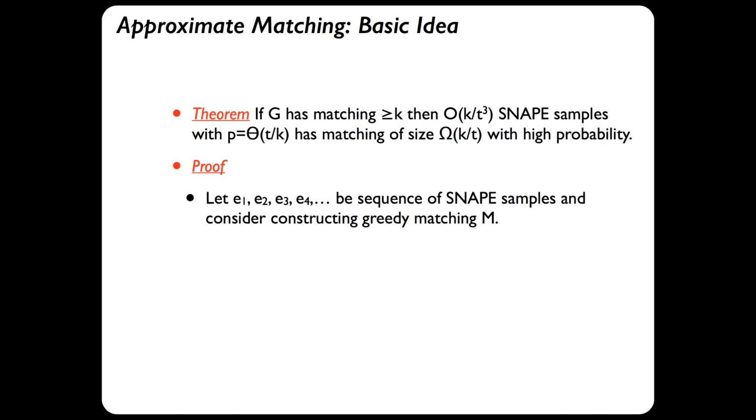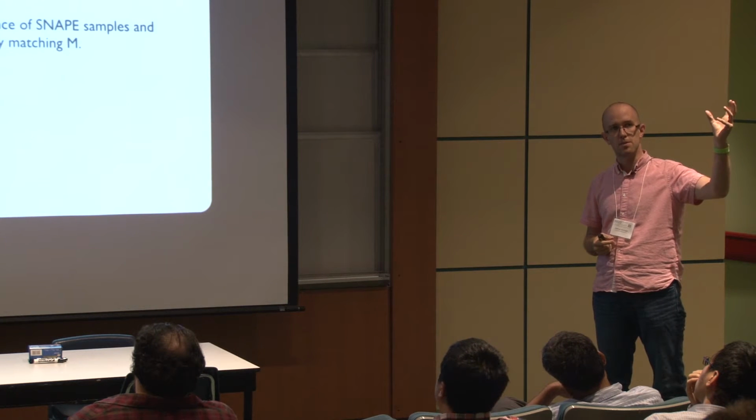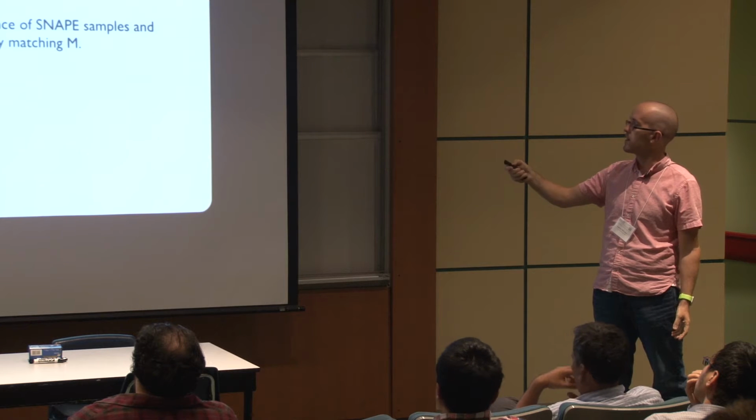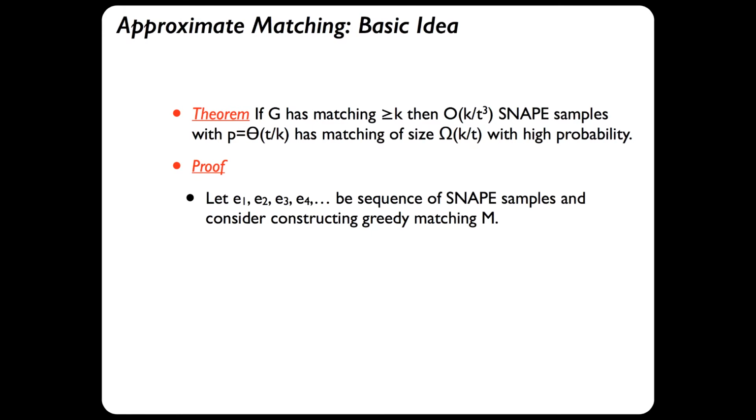And the idea is, well, imagine this is your sequence of Snape samples that you got from that very simple sampling procedure. Now, in some of those samples, you may have ended up with an empty induced subgraph. So some of these are kind of nulls, where some of the sampling steps failed, but in the other cases, they're actually edges. And so one way to do the analysis is to consider building up a greedy matching as you sample those edges. So you sample E1, that starts off a matching, you sample E2.